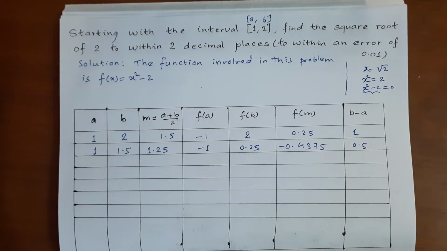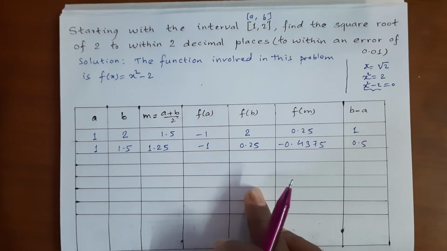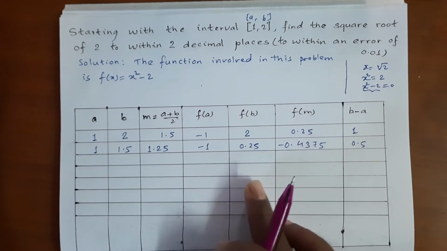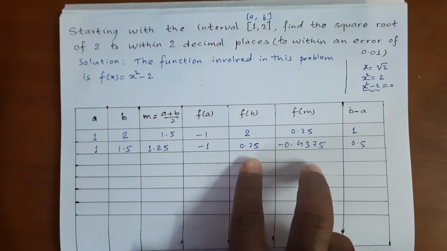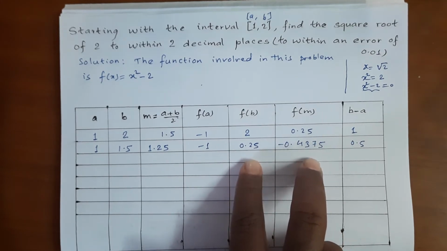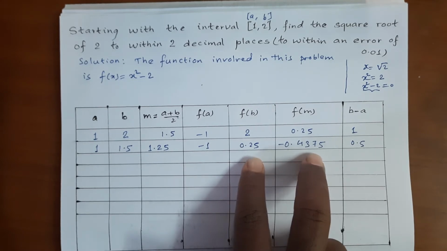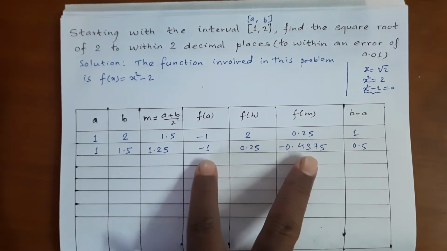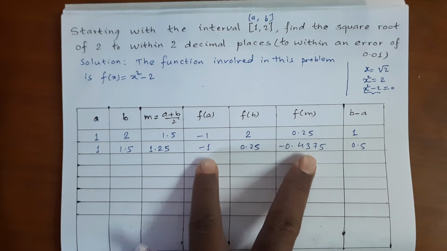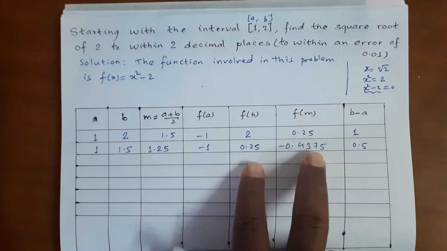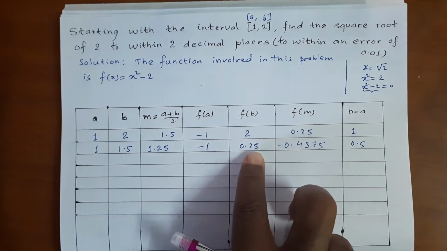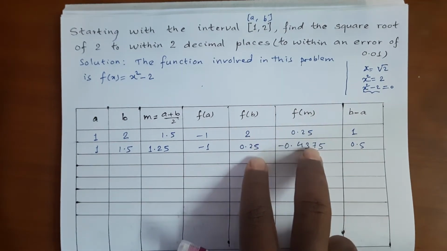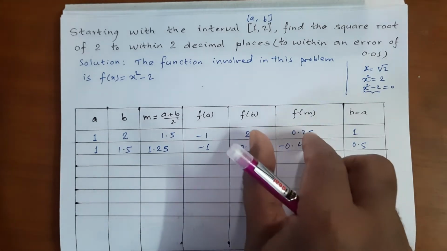And next, look at here. We have fb and fm with opposite sign, and fa and fm have the same sign. So from these two, we take m as a and b as b. This is called the bracketing method.